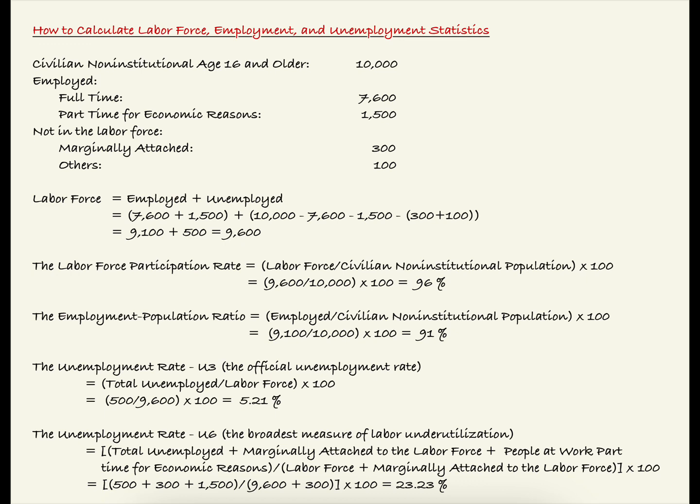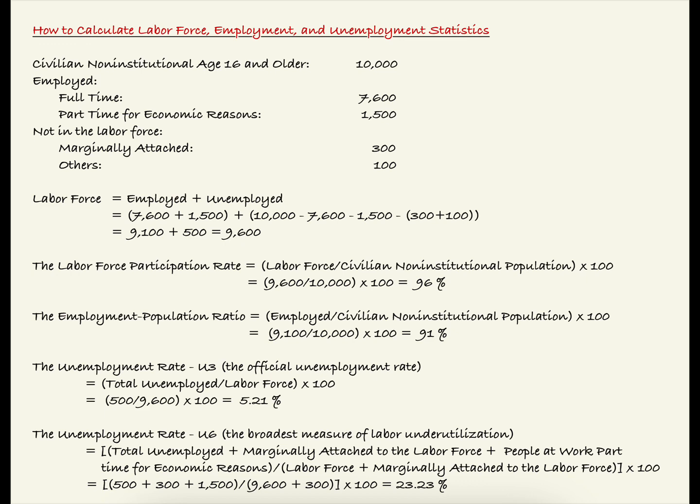To find the employment population ratio, we take the number of employed individuals, divide it by the civilian non-institutional population, altogether and multiply it by 100. Remember, when we calculated for the labor force, we found that there are 9,100 employed individuals. So we take that number, 9,100, and divide it by 10,000, which is our civilian non-institutional age 16 and older population, and multiply that by 100. That gives us an employment population ratio of 91%.